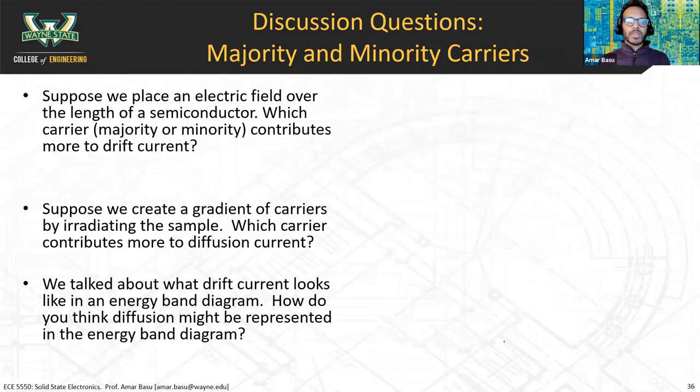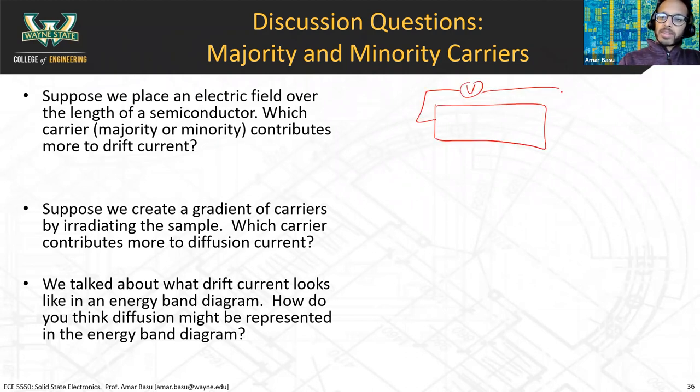All right, more discussion questions. Suppose these are the types of questions that you might have on homeworks and quizzes. Let's talk about a couple of these real quick. Suppose we place an electric field over the length of the semiconductor. Which carrier contributes more to drift current, the majority carrier or the minority carrier? So this is a situation where we take a voltage source like this and connect it to a semiconductor like this. Of course, we're going to get our currents flowing through this way. So this is the direction of the total current. But the question is, which carrier, the majority carrier or minority carrier, contributes more of the drift current?